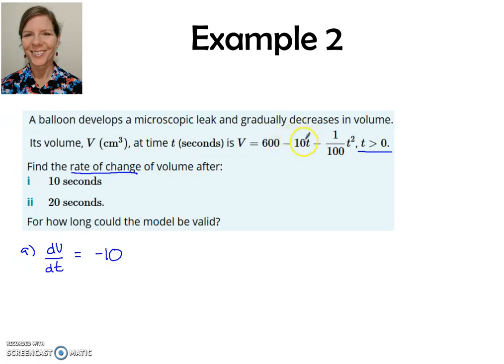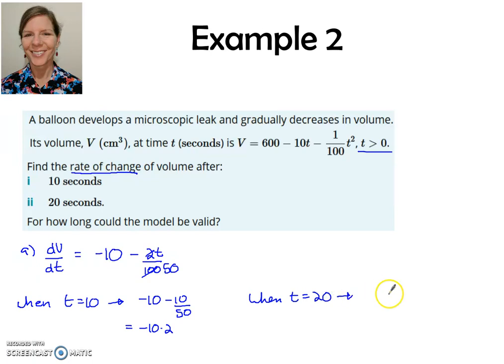Any sign in front of the term stays with the term. That will be 2t over 100. Of course, that cancels and becomes 50. Now when t equals 10, that will give us minus 10, take 10 over 50, or just minus 10.2. When t equals 20, minus 10, take 20 over 50, or minus 10.4, sorry, not 5.